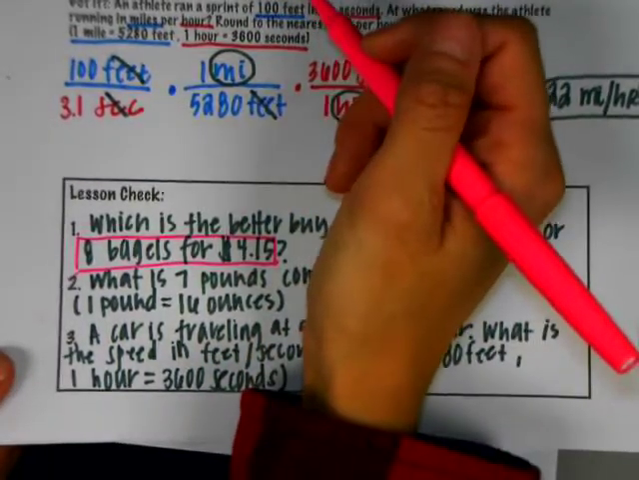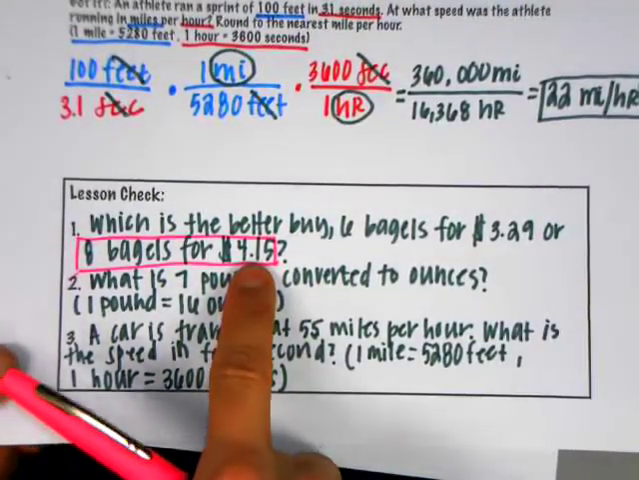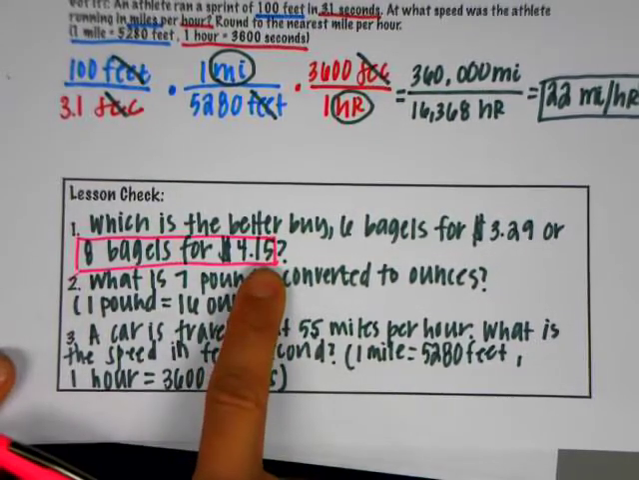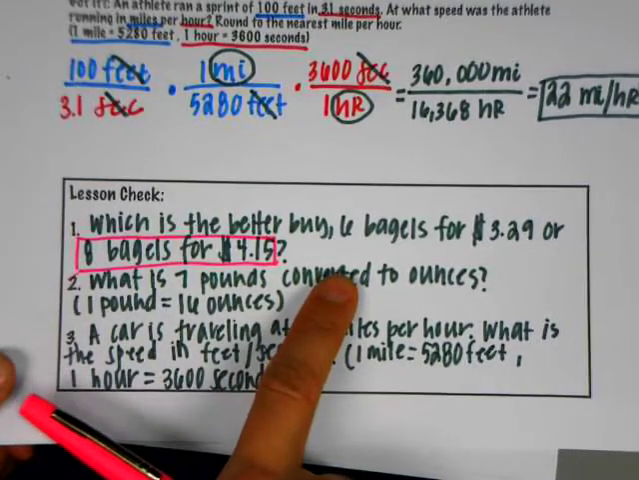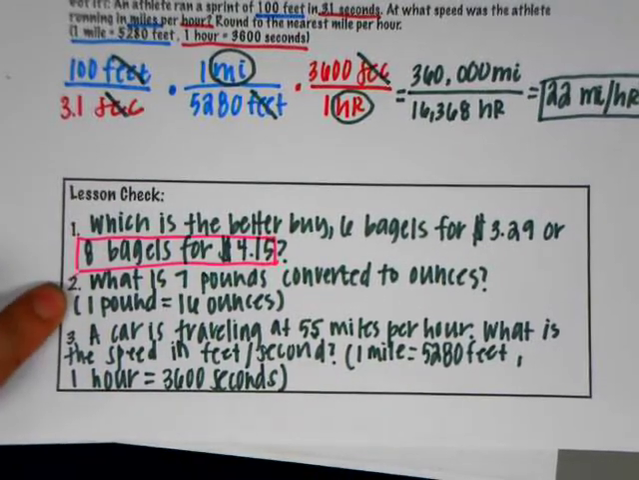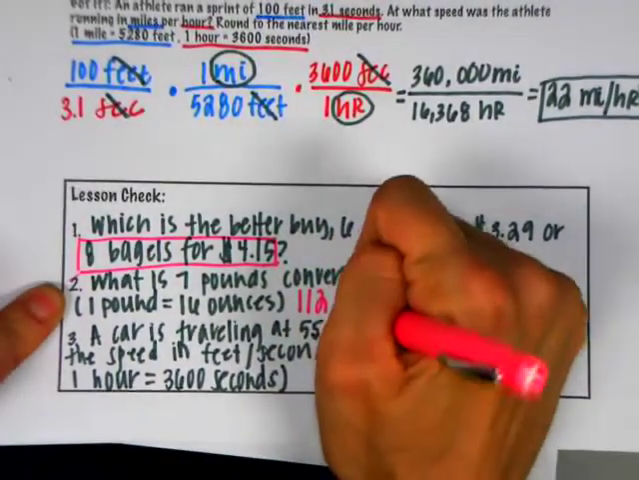You have to do $4.15 divided by 8, not the other way around. That's what I did. Are you sure? I got 1.92. No, you did it the other way. You did 8 divided by 4.15. I always try to do it the way that it comes, but you have to do the money on top. Otherwise, what you got, the 1.92, means you can get 1.92 bagels for $1. Okay, so for number 2, you get 112 ounces.